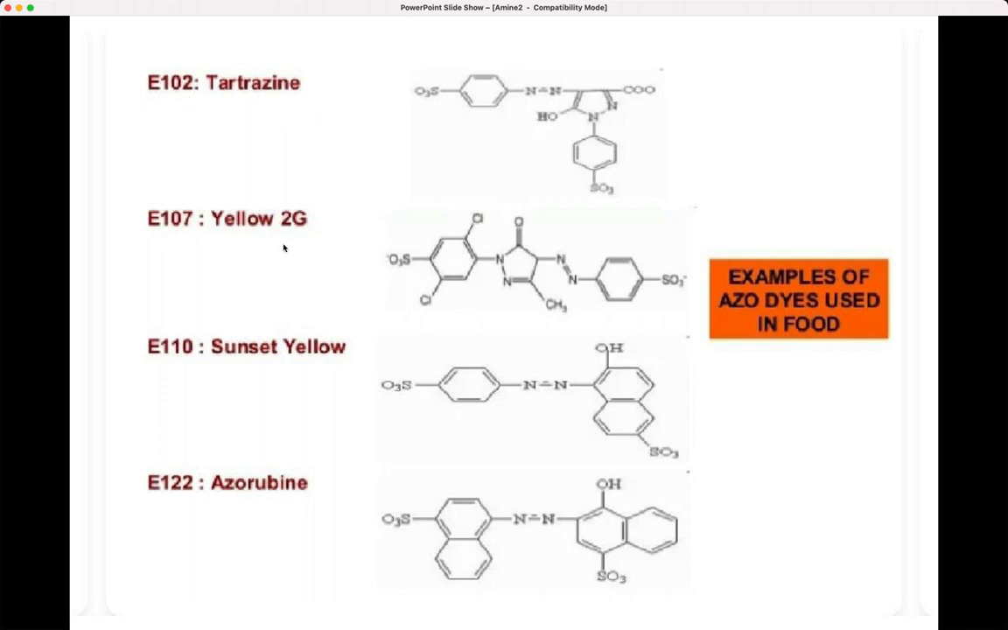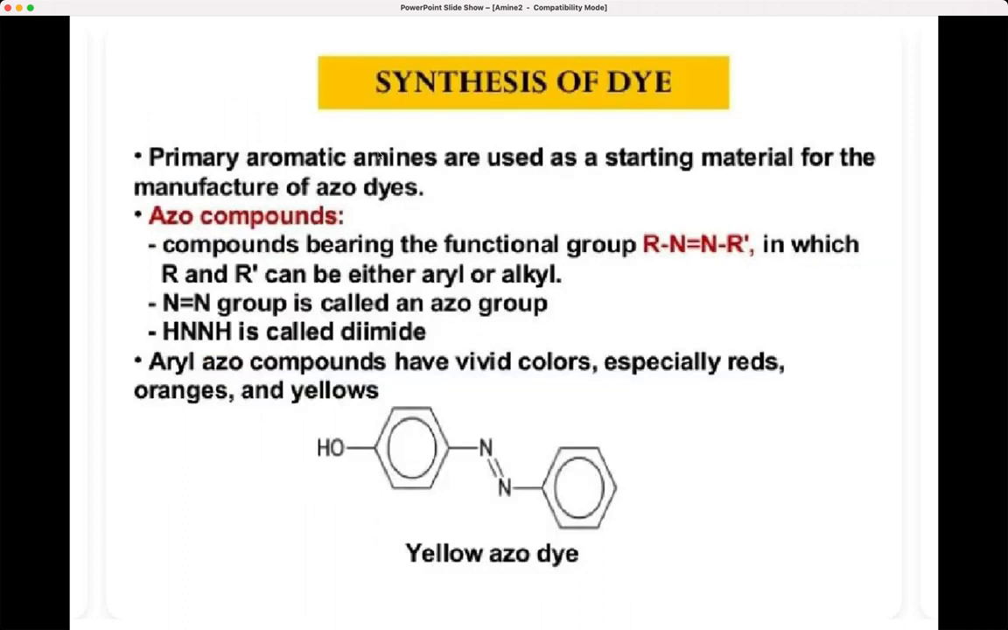Now you can see E102 tartrazine yellow, and 2G sunset yellow. These are all examples of azo dyes which are used in food. Just remember the structure of the azo dyes. Now, how will you synthesise or make a dye? The primary aromatic amines are used as starting material to make azo dyes. So what are azo compounds? These have the functional group R-N=N-R', where R and R' can be alkyl or aryl groups, and the N=N group is called the azo group.